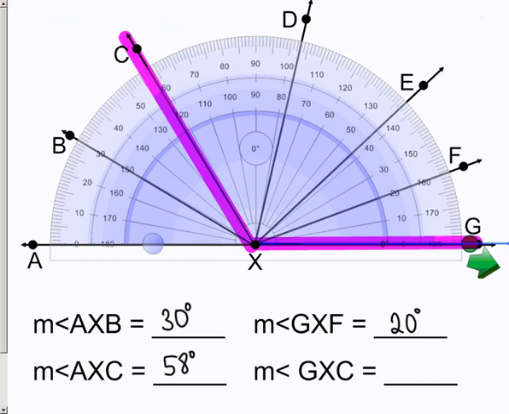Now, we can actually use the tick marks on the upper side because 60 corresponds to 120. 65 would correspond to 125. So if this is 125, that's 124, 123, 122 degrees is the measure of angle GXC.